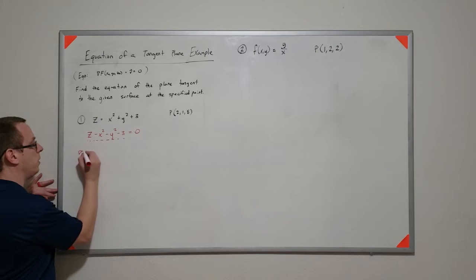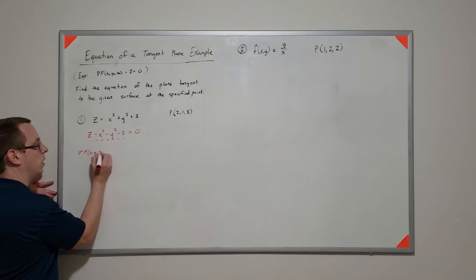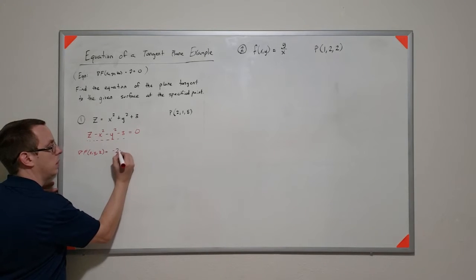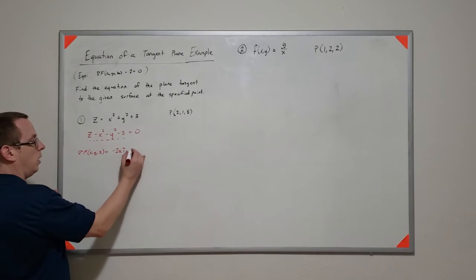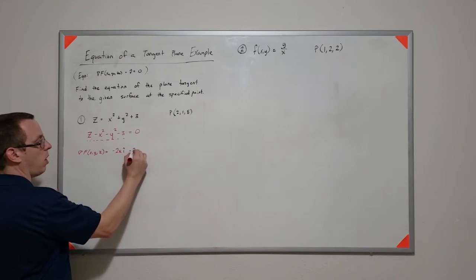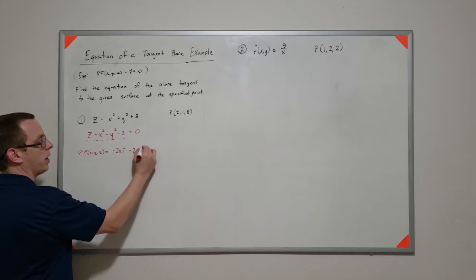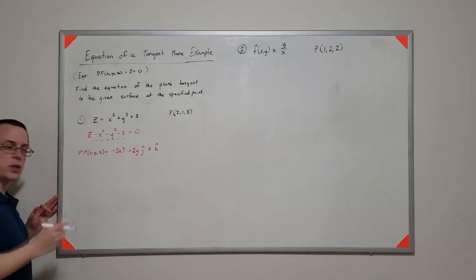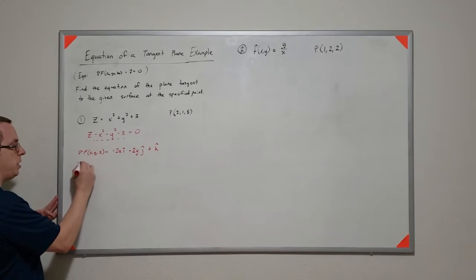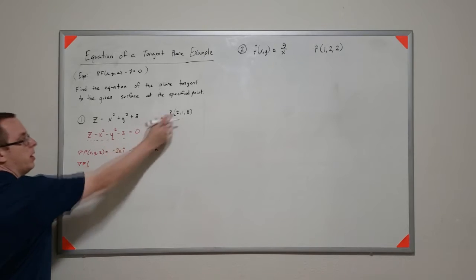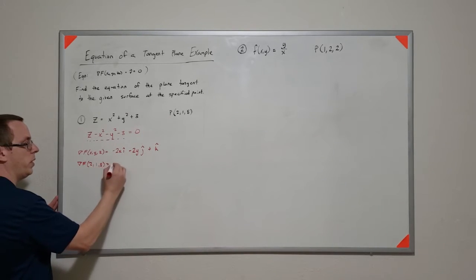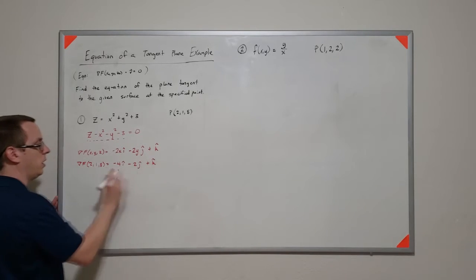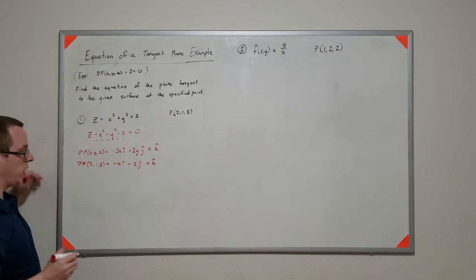And remember, the gradient is the partial of f with respect to x in the i direction plus the partial with respect to y in the j direction plus the partial with respect to z in the k direction. And specifically evaluated at this point, we get negative 4i minus 2j plus k. Notice there's no z, so that 8 doesn't really come into play here.